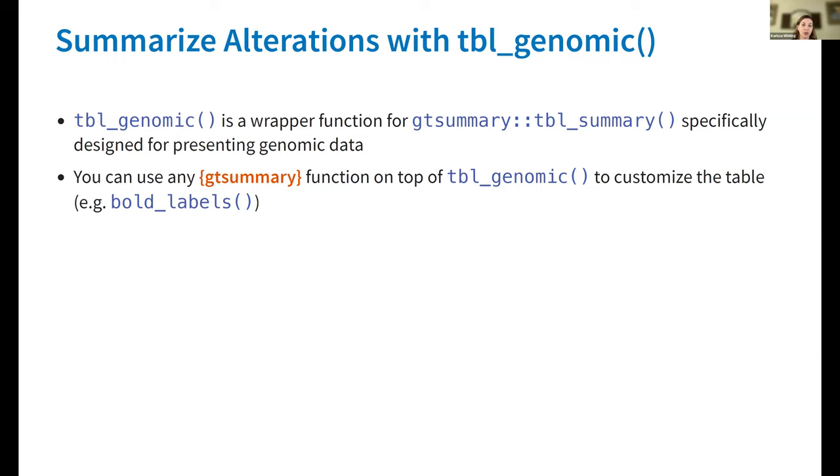But because this table genomic object is a gtsummary object, you can also leverage lots and lots of customization functions available in gtsummary for making your table look more presentable, look a little bit nicer. You can use some different statistics. You can basically specify any aspect of the table. So check out the gtsummary documentation, and we'll show one example of using the bold labels function here.